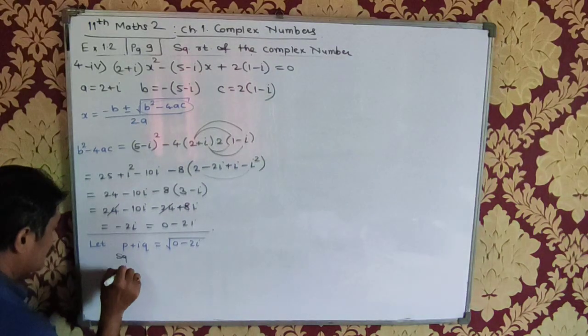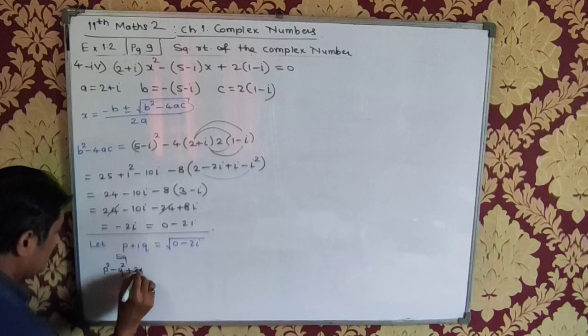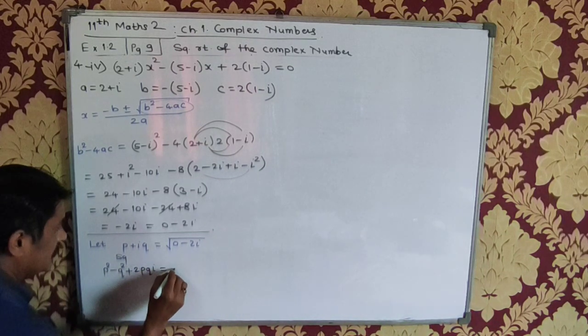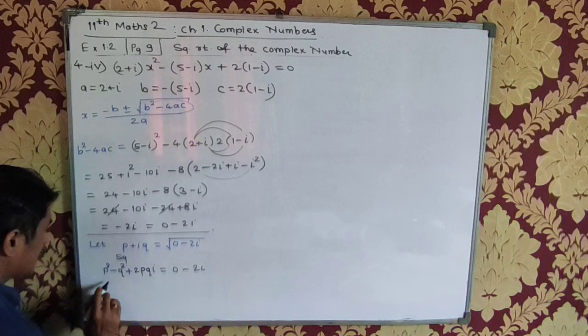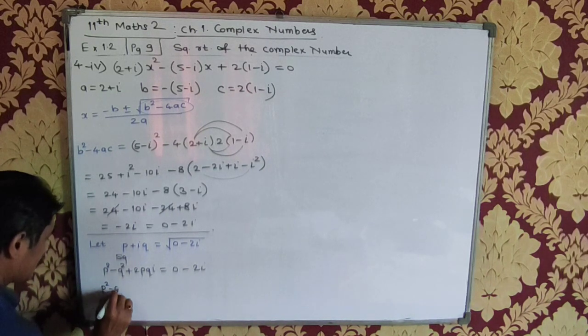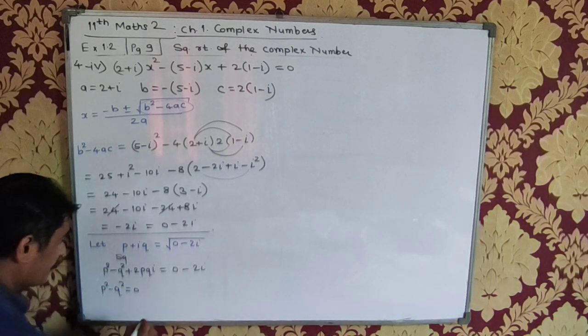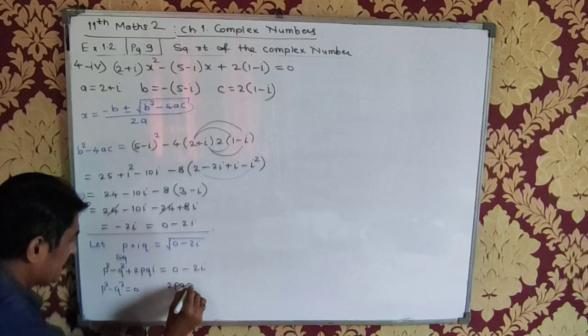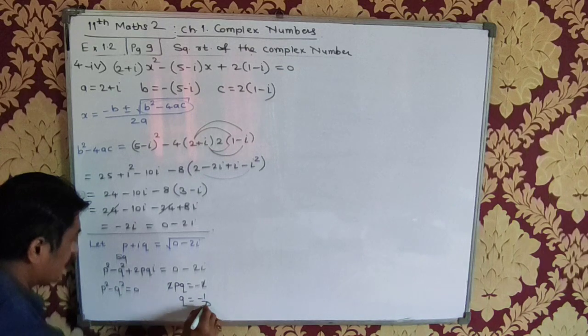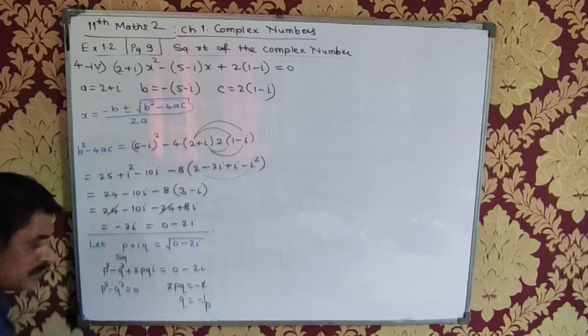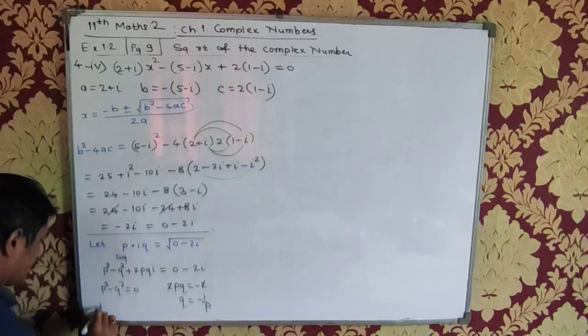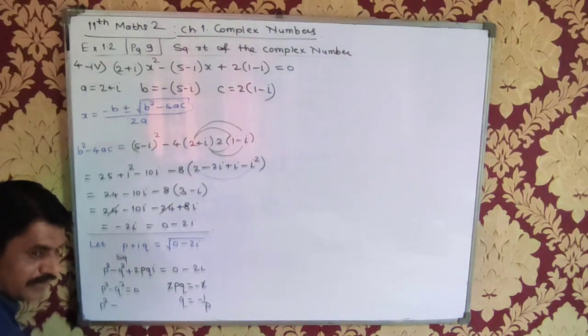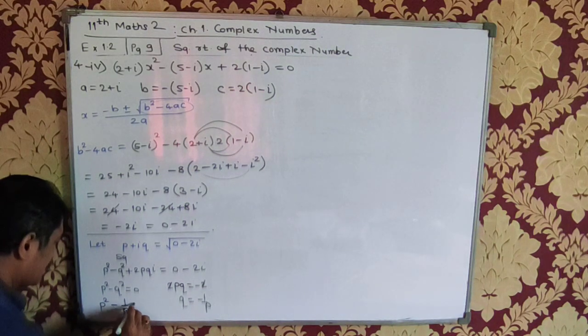Squaring, p square minus q square plus 2pqi is equal to 0 minus 2i. So p square minus q square is equal to 0 and 2pq is equal to minus 2. So q is equal to minus 1 upon p. Substitute: p square minus (1 upon p) square is equal to 0.